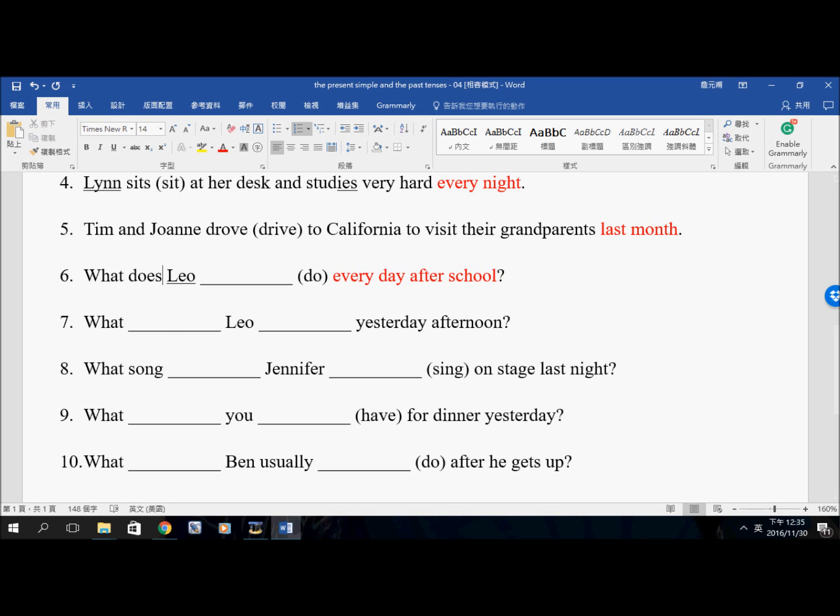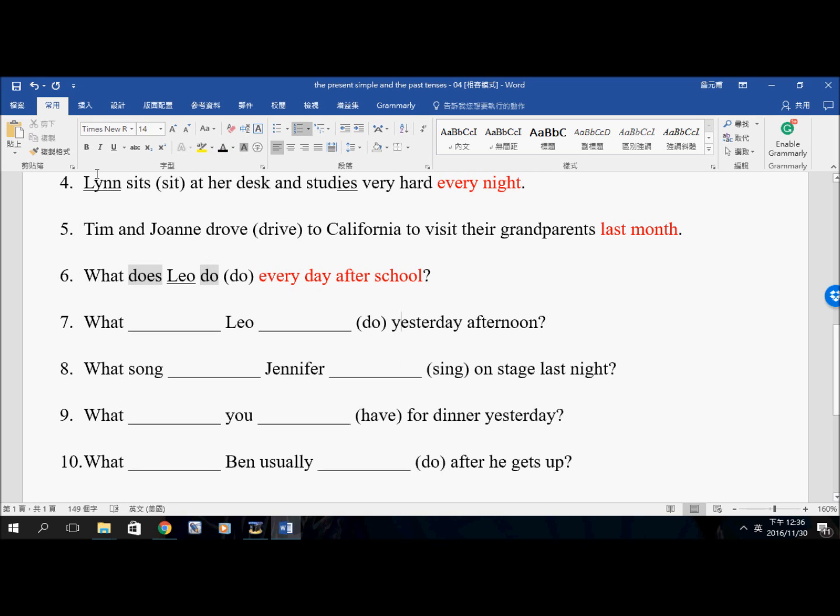So, what does Leo? Now, we use a base verb after the helping verb, do. So helping verb over here, base verb over here. Now it's a question. When you see a verb, you need a helping verb to form a question. When there's a helping verb, remember the verb has to remain in its basic form, the base verb.